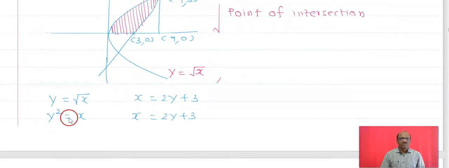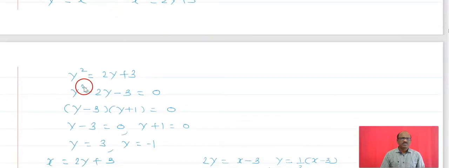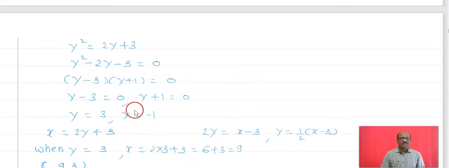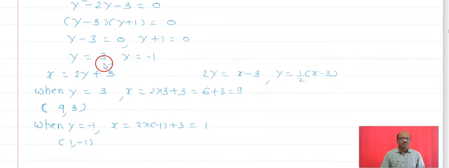Therefore, y is equal to root x. Squaring on both sides, you will get y squared is equal to x. And here x is equal to 2y plus 3. Now substitute the value of x, that is y squared. The whole equation will be in quadratic form in the variable y, that is y squared minus 2y minus 3 is equal to 0. Now factorize this: the factors are (y minus 3) into (y plus 1) equals 0. Therefore, y minus 3 is equal to 0 and y plus 1 is equal to 0. Therefore, y is equal to 3 or y is equal to minus 1.